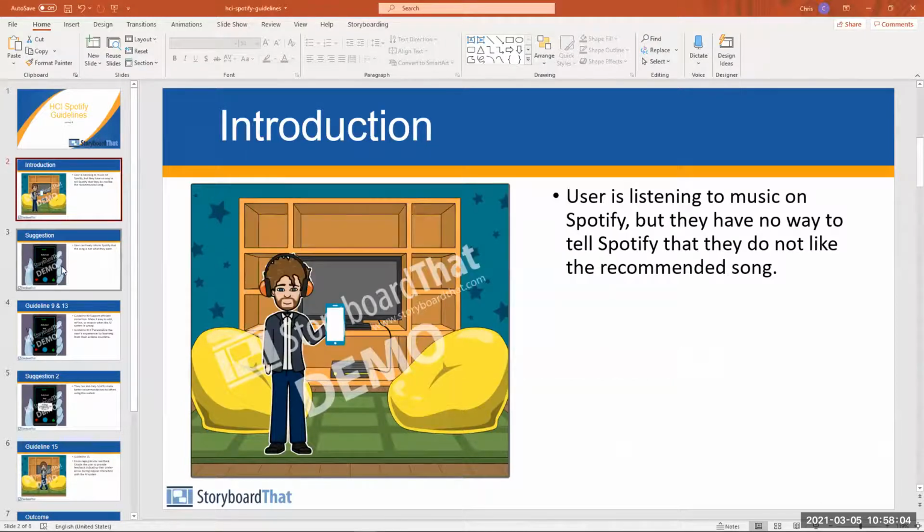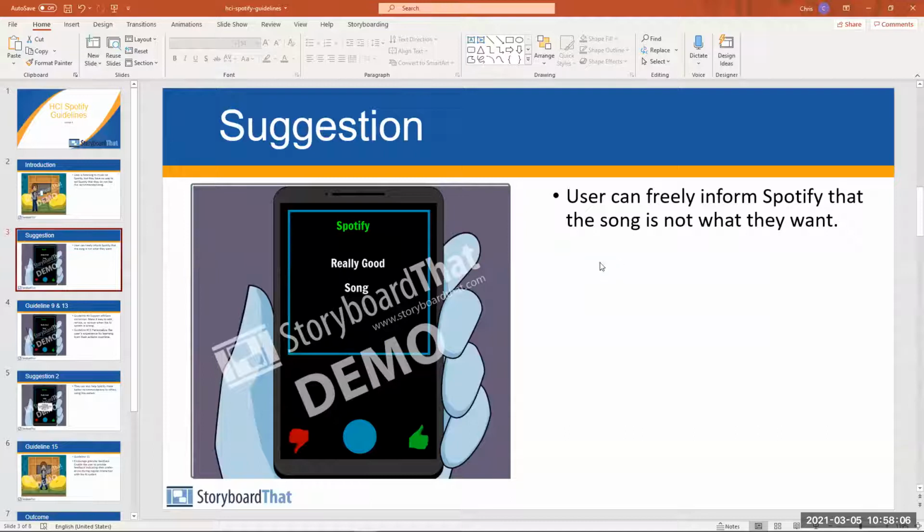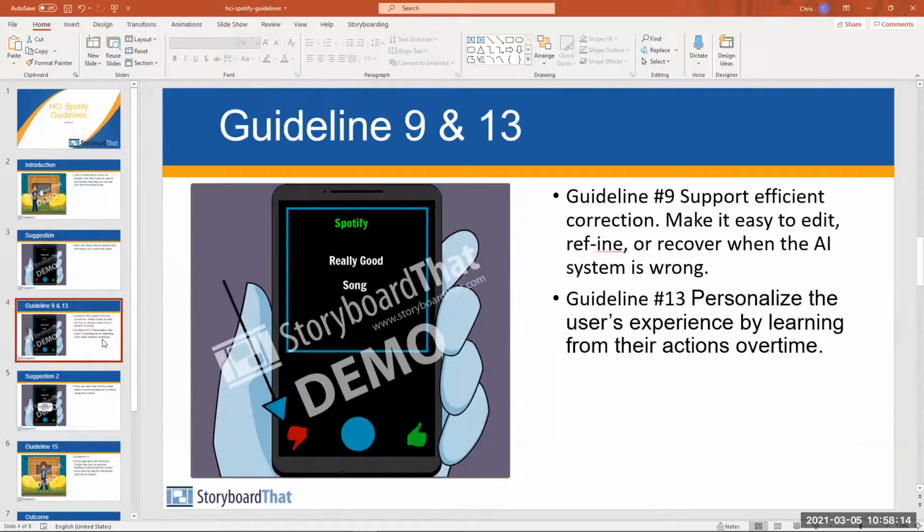And so one of the basic suggestions that we can do is just freely inform Spotify the song is not what they want with a simple up and down vote button. And for example, this really exhibits guidelines 9 and 13, where we're correcting the AI, making it easy to edit and refine, and also personalizing that experience by learning their actions over time. And secondly, we want to avoid this problem in the future, right? For other users who are using the system.